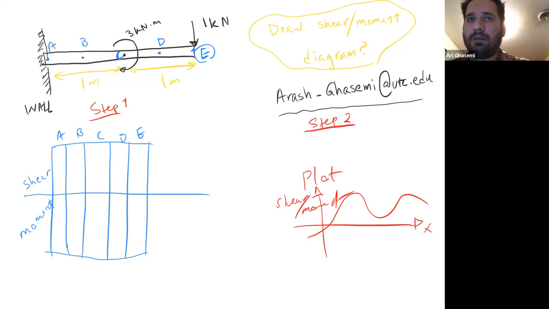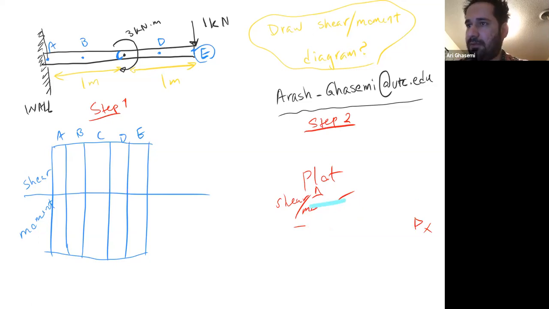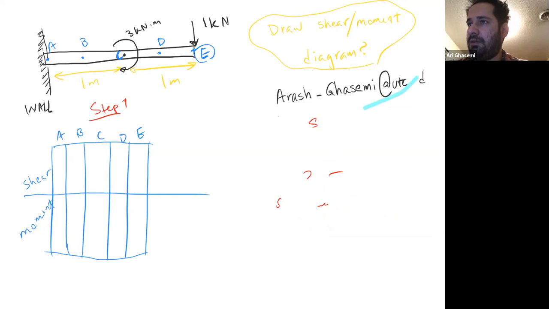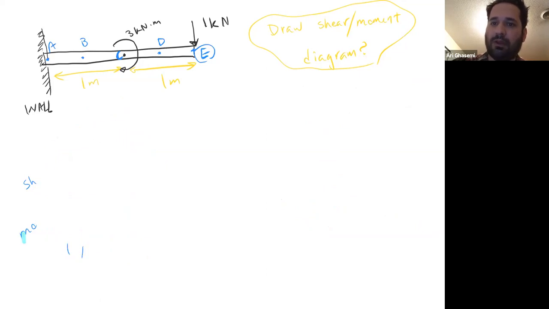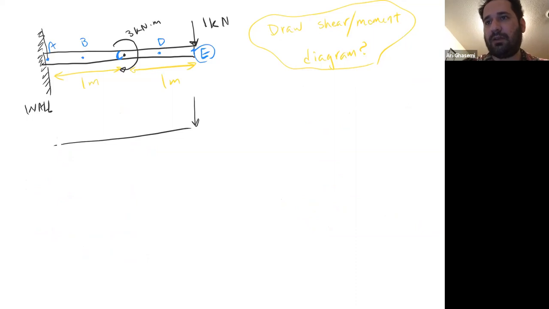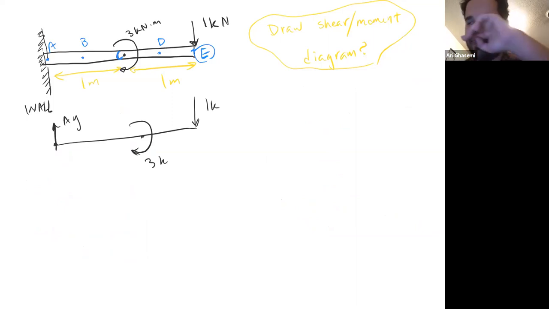Okay. Well, let me work on this. Let's clean up some space. So right now, the first thing I do, I want to find the external reactions. So that's my FBD. I take the entire thing as the system: 1K, 3K, and AY. Well, I don't simply put AX because I know it's 0.